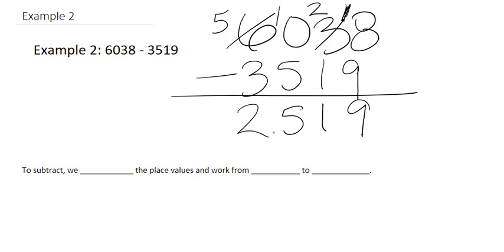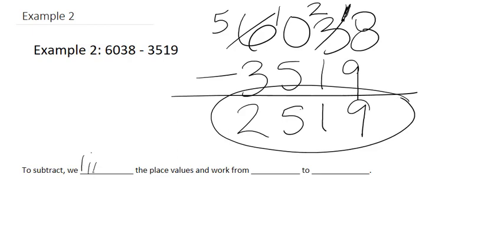And so now we have our final answer, 2,519. And so when subtracting whole numbers, always remember that we are going to line up the place values and work from right to left. Now that we've covered the basics about subtracting whole numbers, let's apply what we have discussed back to our blood pressure scenarios.